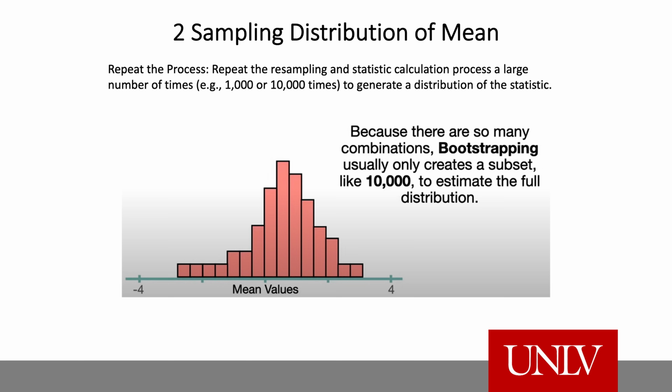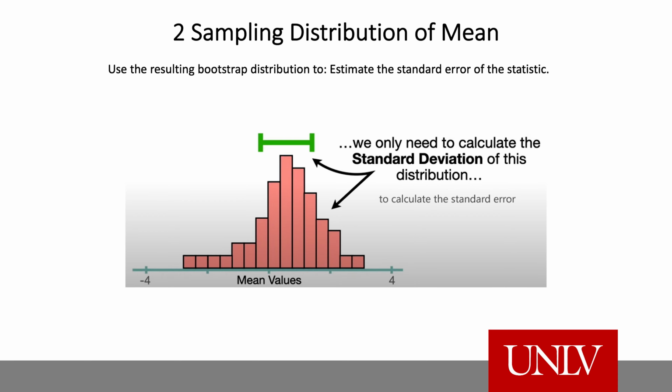Once all repetitions are complete, we end up with a collection of many statistic values. These values form what we call the bootstrap distribution. This distribution shows us how the statistic varies due to random sampling. Finally, we use this bootstrap distribution to make statistical inference. Most commonly, we use it to estimate the standard error of the statistic, which tells us how much the statistic would fluctuate from sample to sample. We can also use it to construct confidence intervals or assess the stability of a model estimate.